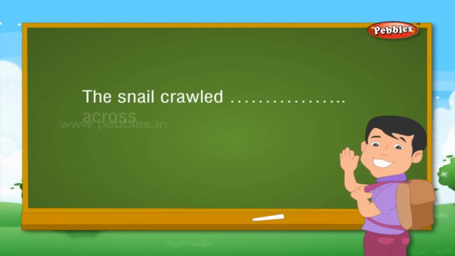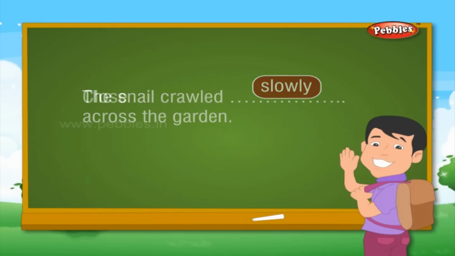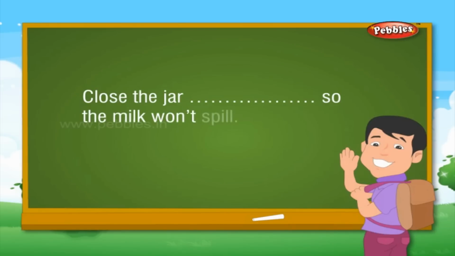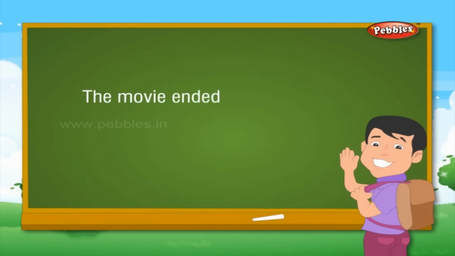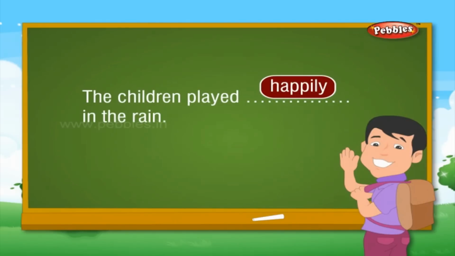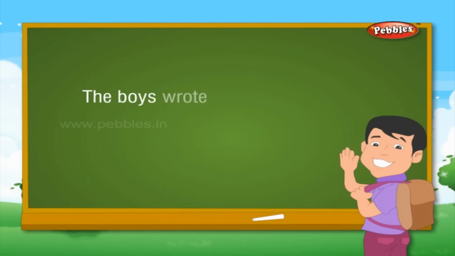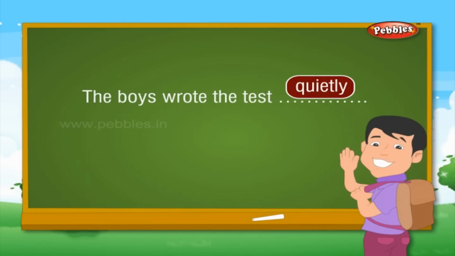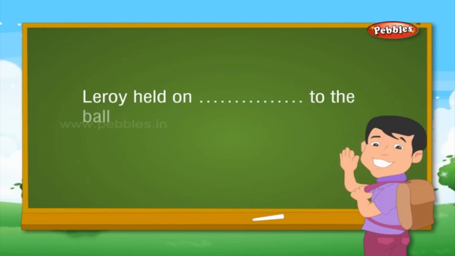The snail crawled dash across the garden. Slowly. Close the jar dash so the milk won't spill. Carefully. The movie ended dash. Silently. The children played dash in the rain. Happily. The boys wrote the test dash. Quietly. Leroy held on dash to the ball as he ran. Tightly.